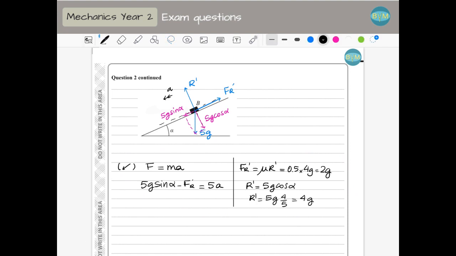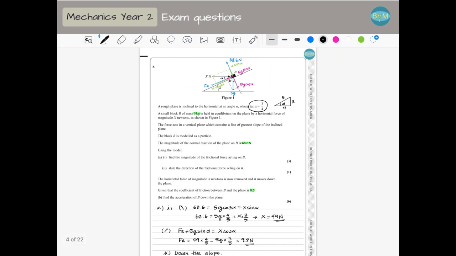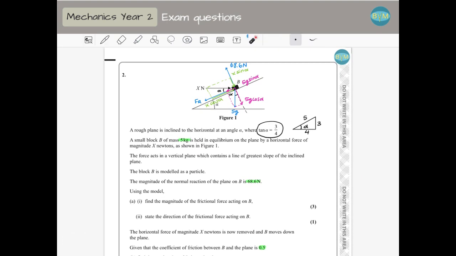So this is my friction. Now I can come back here and I have 5g sine alpha, which is 3/5, minus my friction, which is 2g, is going to be 5a, and acceleration is going to be g over 5. You can leave g over 5, or you can just divide with the calculator, and don't forget your units. And that's all with this exam question. And I told you, it's quite a popular question. So they may change it, maybe instead of a horizontal force it's parallel to the slope, or they don't give you the normal reaction, but they give you something else. So it's quite a common question.